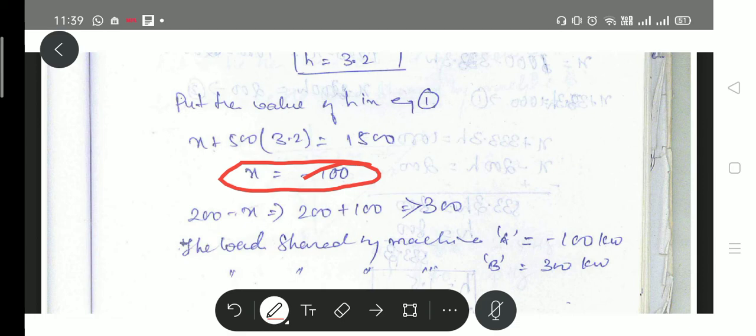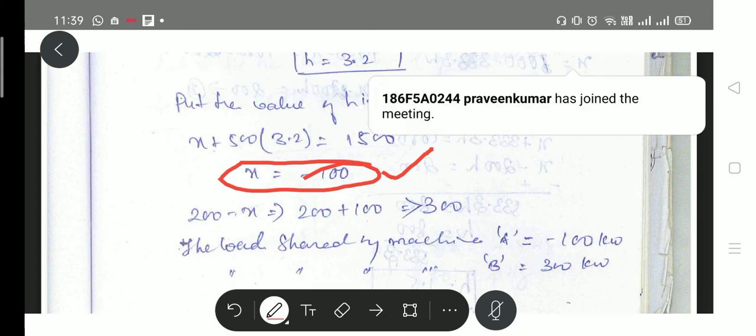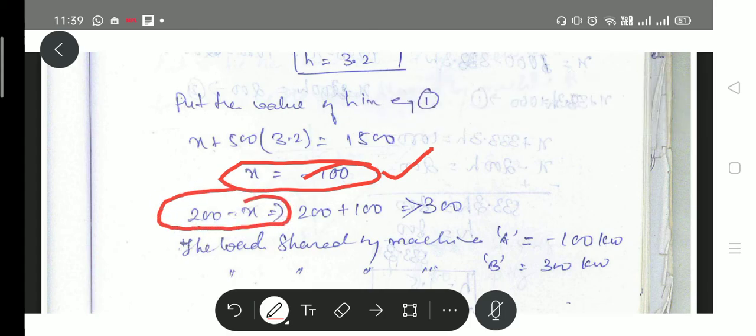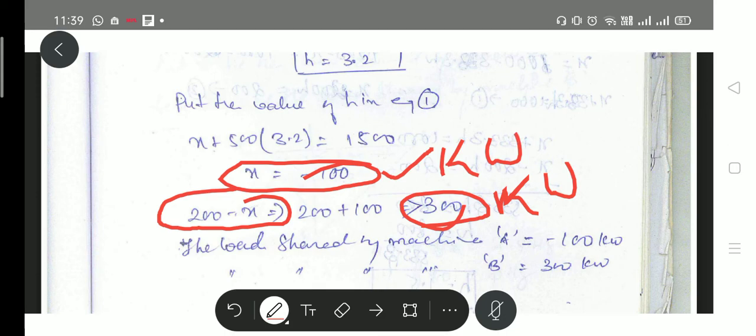So this is the load shared by machine A. Same way we have to take machine B. Machine B is 200 minus x. So 200 plus 100, the load shared by machine B is 300 kilowatts. Here it is given in kilowatts, so we can take kilowatts. Machine A is minus 100 kilowatts. Machine B is plus 300 kilowatts.